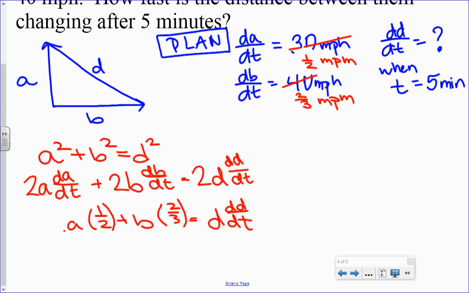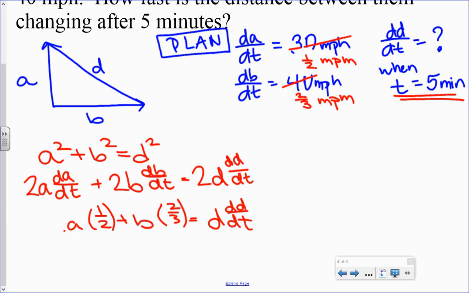Okay, can you be more specific than plugging in all the numbers? Well, if you calculate each side of the triangle, A and B, using the rate times 5 minutes, and D using the Pythagorean theorem, plug in all the numbers and then divide D out to one side to get dD dt. Okay, so we know that our time is 5 minutes.